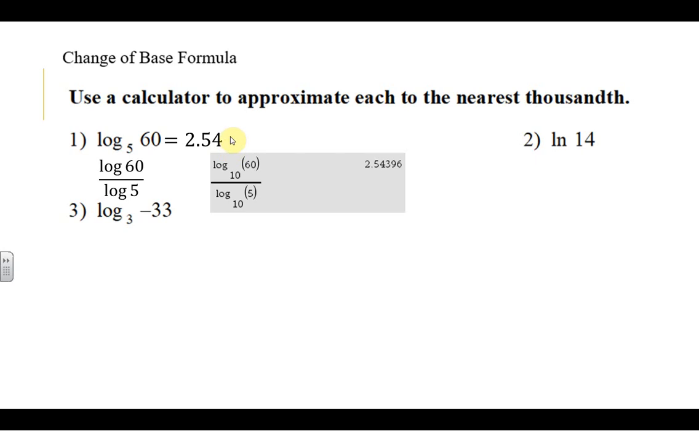2.544. Oh, I got it wrong. So it should be a 4. You need another 4 right there. Way to go. ln is a lot easier because you can just plug that verbatim in your calculator.